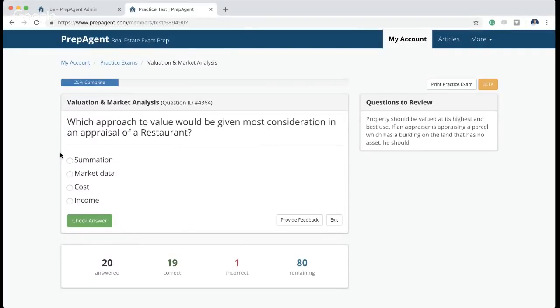Which approach to value would be given most consideration in an appraisal of a restaurant? A, summation, B, market data, C, cost, or D, income? Oh, good. Refreshed. Excellent. Okay, this is what we just went over.